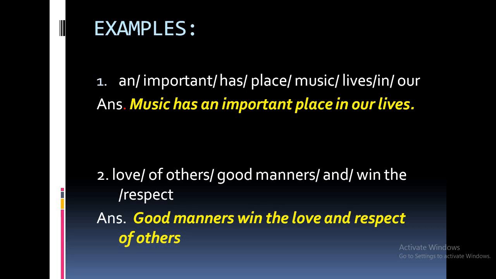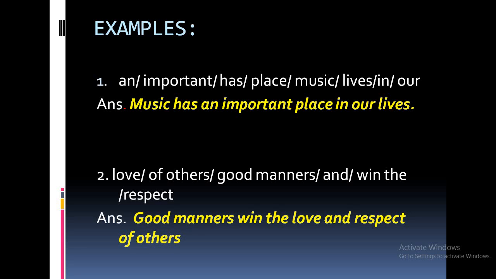Now here, an important has plays music lives in are. Okay, I read it again. An important has plays music lives in are. So if I try to use my common sense and trace out the meaning here, I feel that something has been told about probably music. Okay, so if I take music as number 1, music. Very good. So then I need to find out the verb. So music here is my subject. Now I need to find out the verb here. So here you see has, yes, there's only one verb.